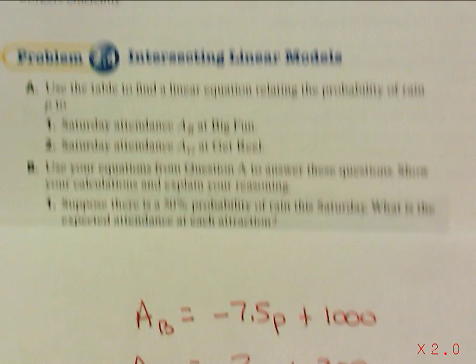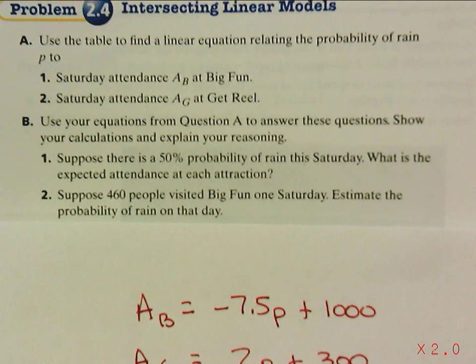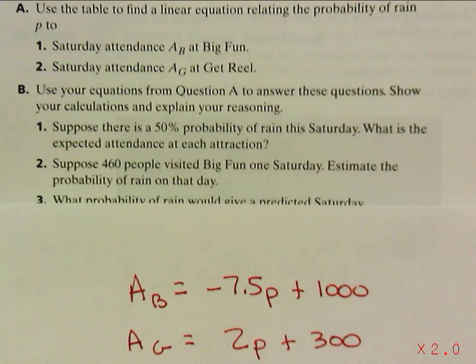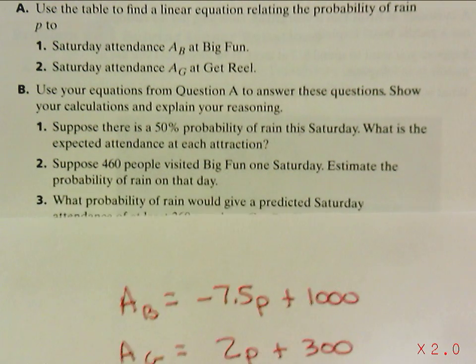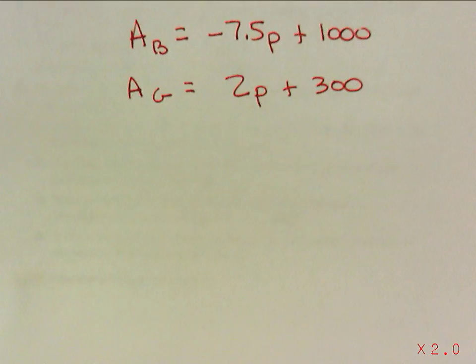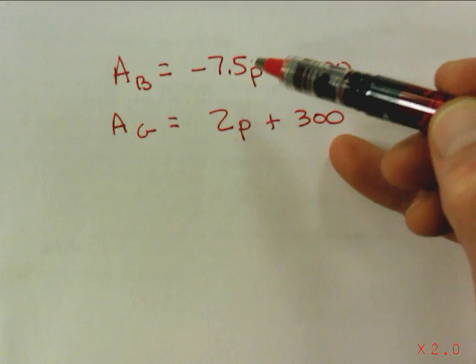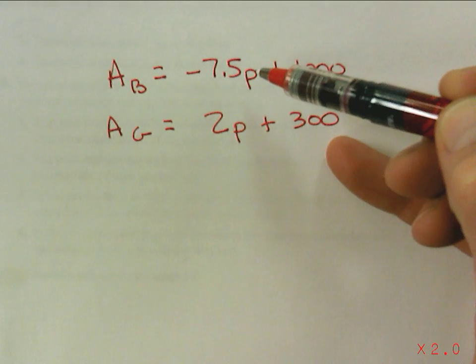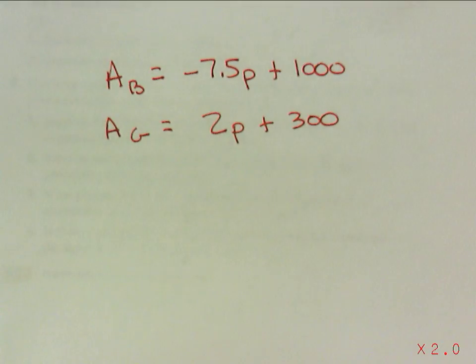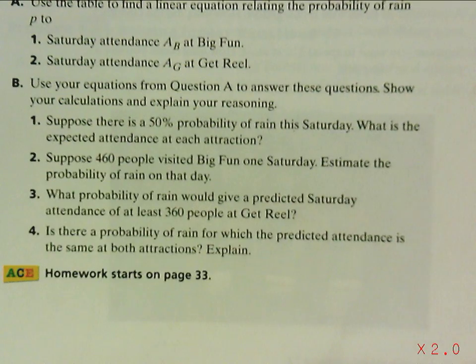So now we're going to answer some questions and actually use the equations that we came up with to do that. So the first question is, suppose there's a 50% chance of rain on Saturday. What would the attendance be expected to be at each attraction? So if I just use the equations that I have, and we have a 50% chance of rain, we're just going to put that 50% in where P is and multiply it by the slope, or the change that we found for each. So I'm going to go ahead and do that for each of them.